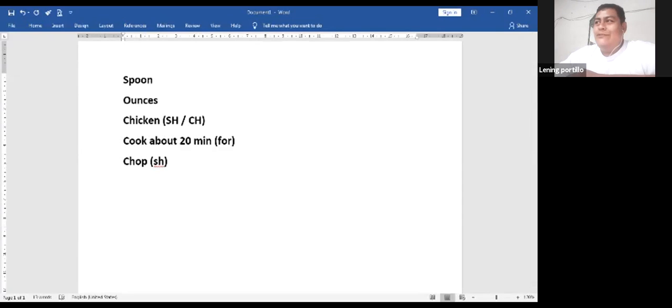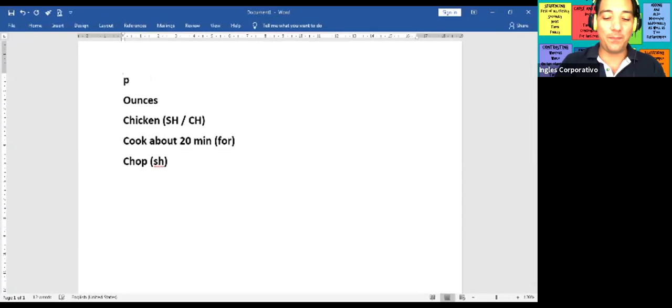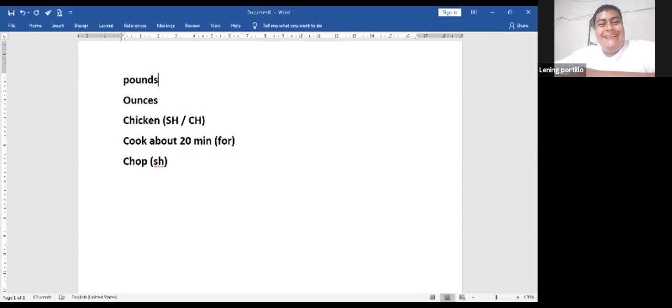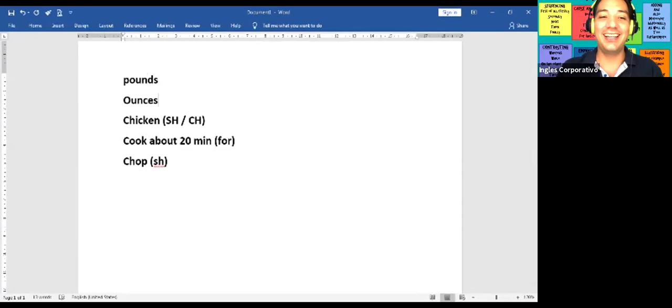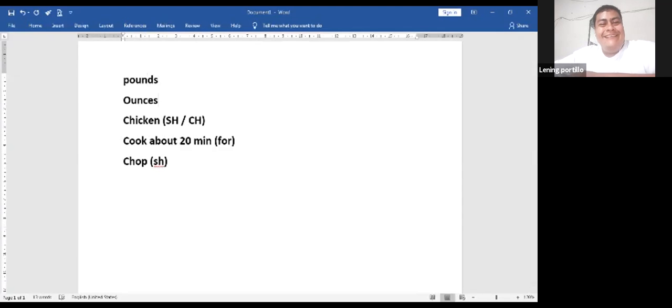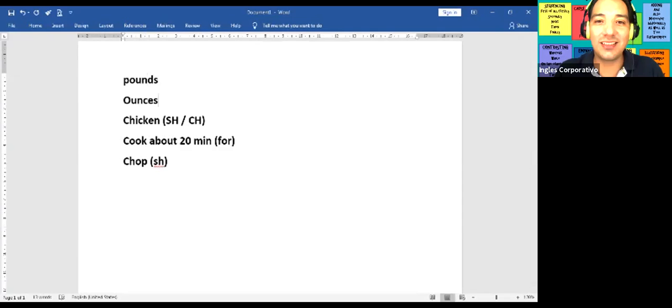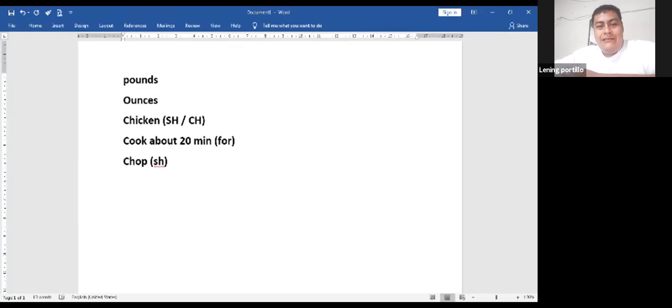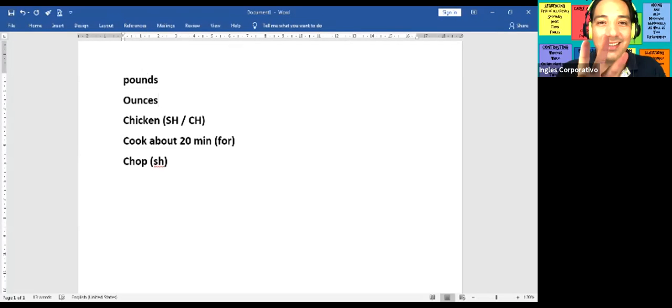I say 2 chicken spawns. Oh, 2 pounds. Oh, pounds. 2 chicken pounds. Pounds. Yes, 2 chicken pounds. Okay, good. Pounds. Okay, si dijiste onzas? Once, yeah. Okay, onces.